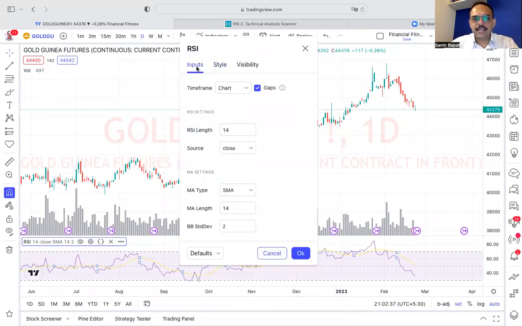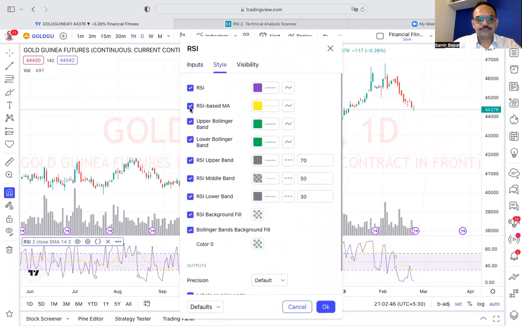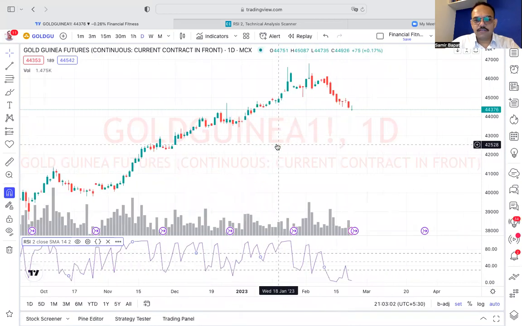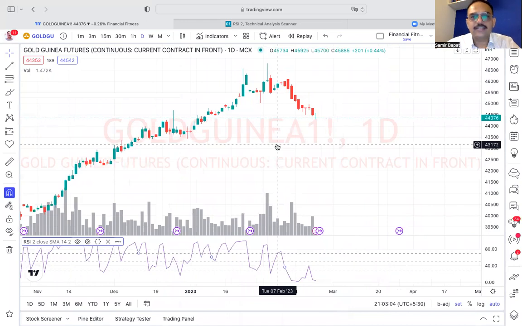In the RSI inputs, you have to go to inputs and change the RSI length to 2. Then go to style, remove the moving average and all this background and everything you can remove. Then we say okay. So what we have done is changed the RSI setting from the default 14 to 2.